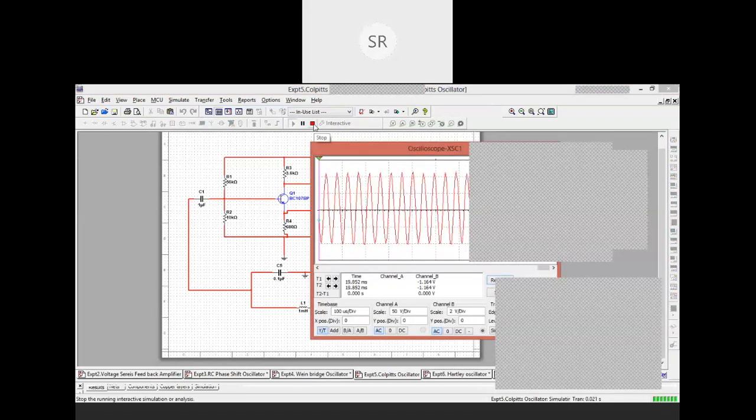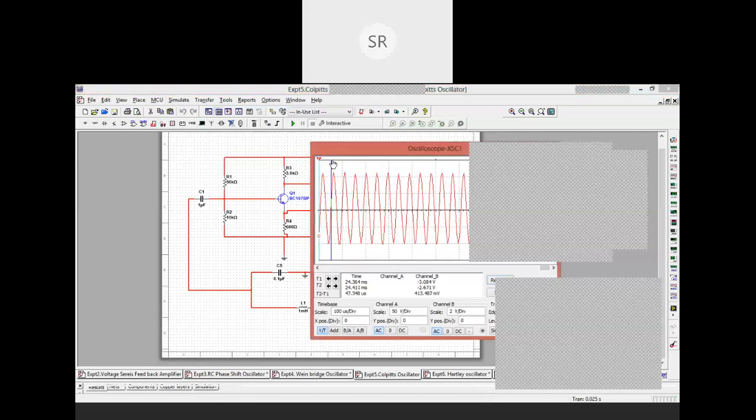Stop this. One cursor is at the start of the positive cycle, another one is at 45 microseconds, 45.445 microseconds, or approximately 45 to 46 microseconds. Check which answer is feasible among the answers given in your form, whether it's 45 to 46 microseconds time period approximately. 45.455 microseconds here. You can check it.